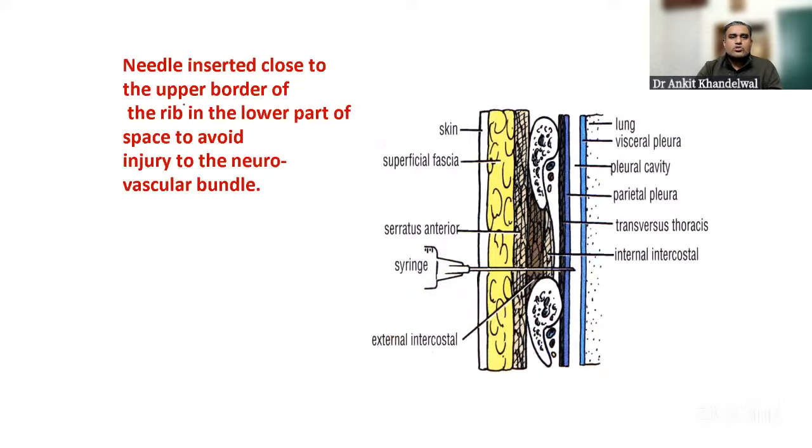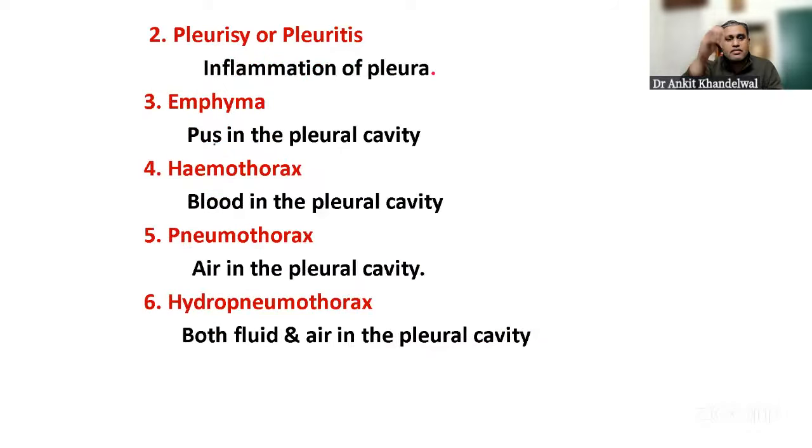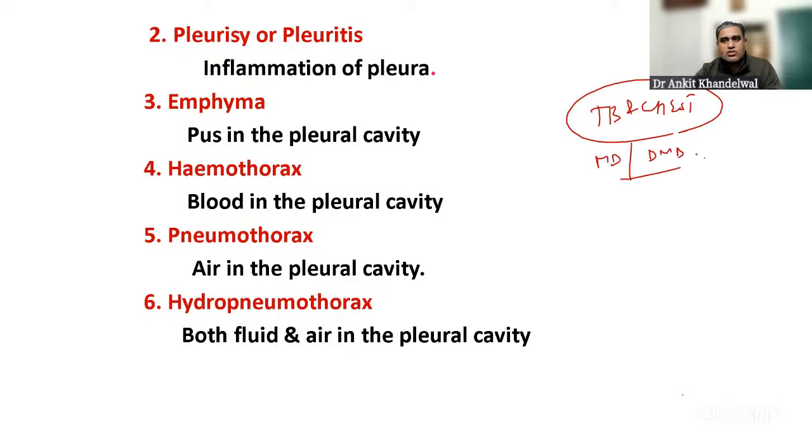The needle is inserted close to the upper border of the rib, in the lower part of the space, to avoid injury to the neurovascular bundle. That was what we have seen. These are all the other relevant applied anatomy. Just a few diseases over here. Just imagine, there's a whole department, the TB chest department, related to this particular organ. There's a 3-year MD and a 2-year DNB mainly for that only. So there is too much applied, but just for the beginning, you should know this: when to name what.